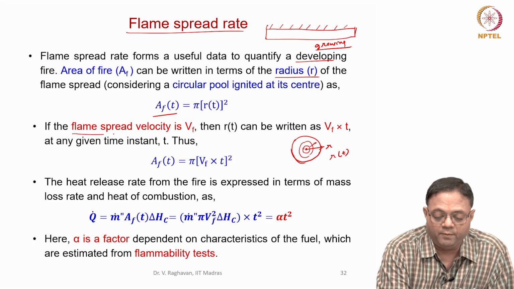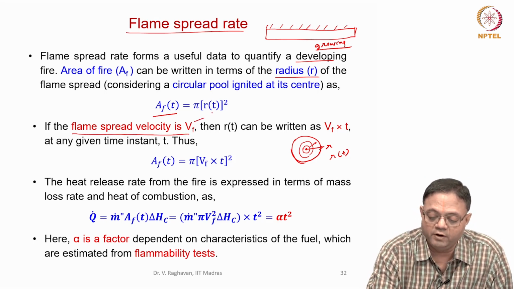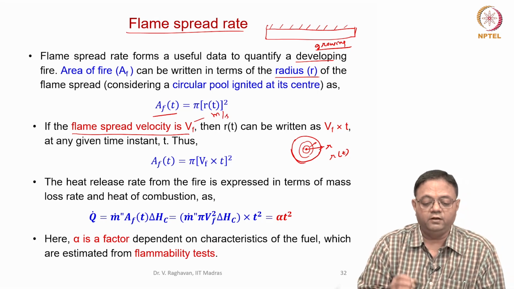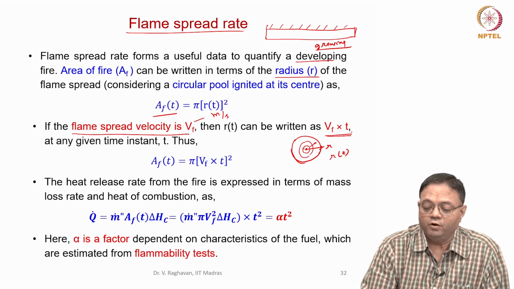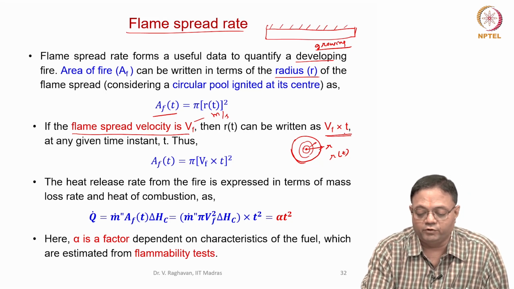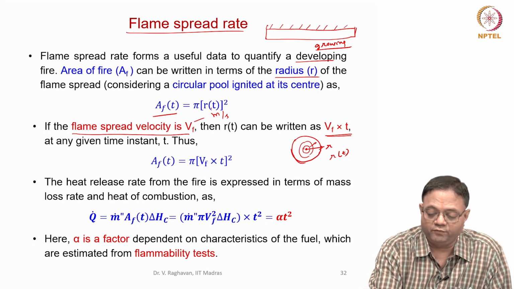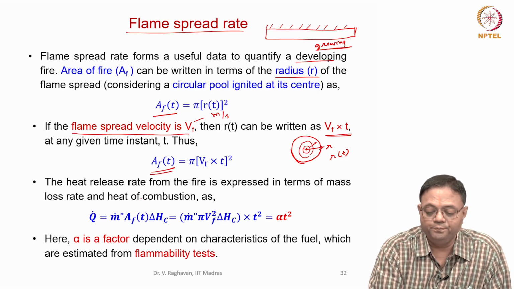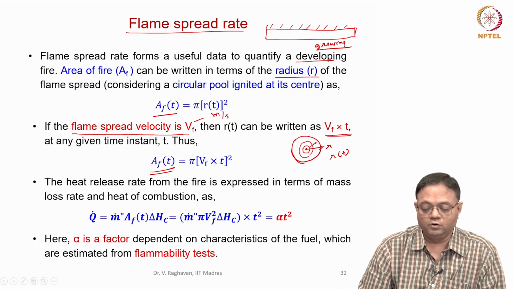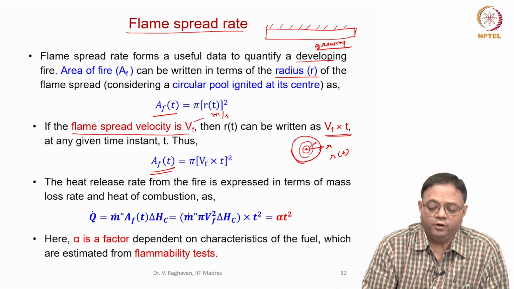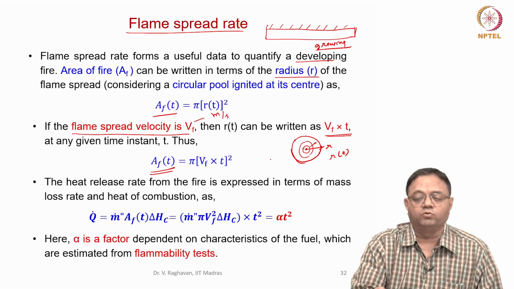What is the flame spread velocity V_f in meter per second? In meter per second, what is the flame spread velocity? It can be written as, so radius can be written as V_f into t, so that I can substitute this instead of radius here. So, A_F(t) equal to pi into (V_f t) square. Okay. Now, I can find the V_f basically based upon how the area changes.